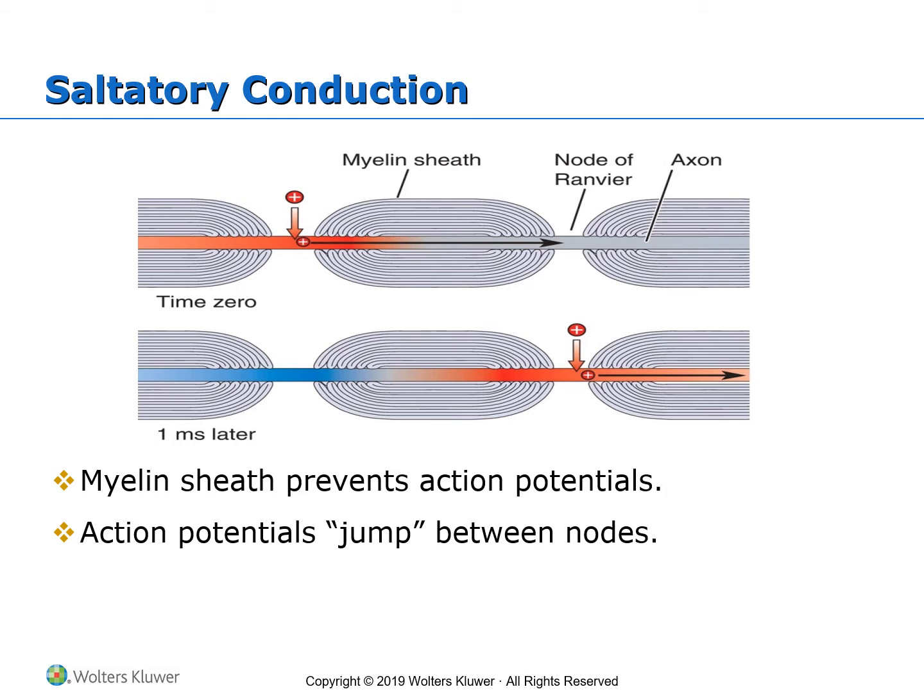It's actually faster than continuous conduction, and the more fine movement or faster action is needed in a certain part of the body, the more myelin sheath the nerve that provides impulses for that area will have.